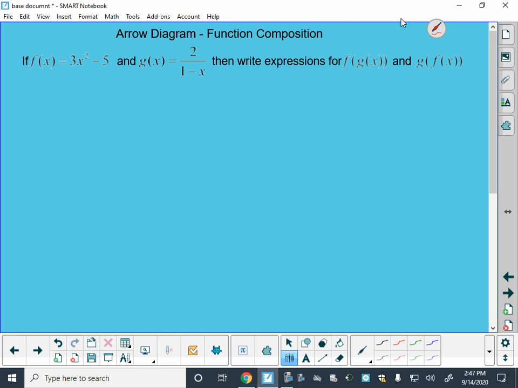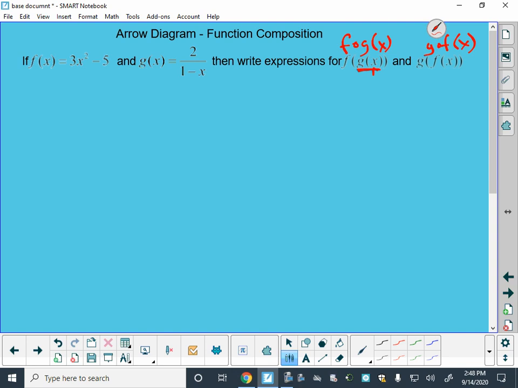So to begin with, it's asking for a couple of things, either f of g of x or g of f of x, remembering that they might write this as f circle g of x, and this is g circle f of x. Okay. And so this over here means that first of all, we start with x, and then it goes into g, and the result of that then goes into f. So I'm going to start by making arrow diagrams for both of these.